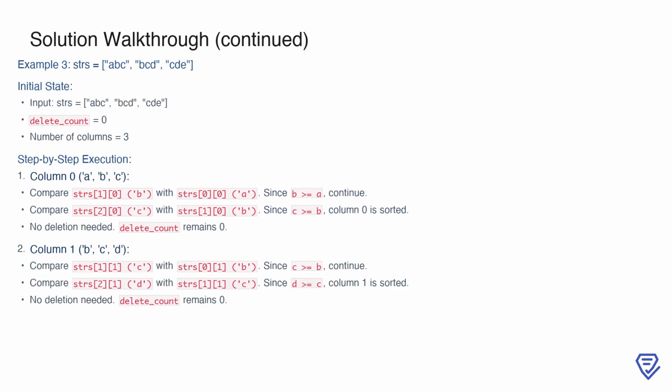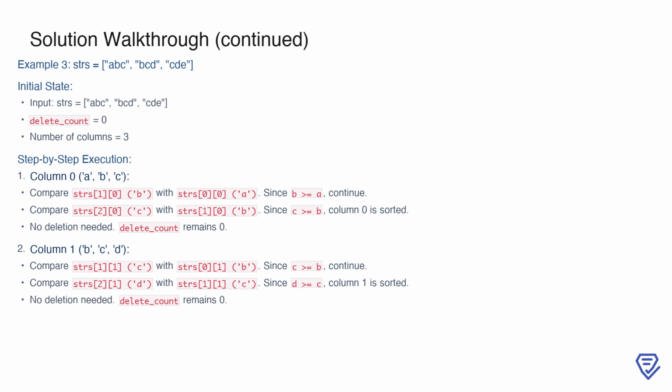In the third example, the input is strs equals abc, bcd, cde. Again, we initialize delete_count to 0, and the number of columns is 3. Starting with column 0, we have the characters A, B, and C. Comparing adjacent characters, B is greater than or equal to A, and C is greater than or equal to B, so column 0 is sorted, and no deletion is needed.